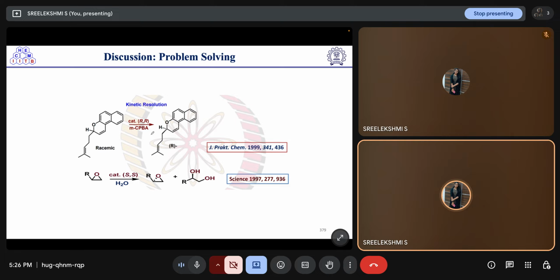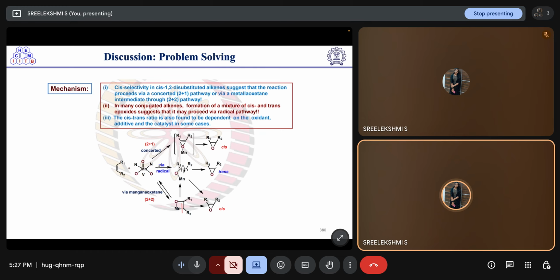Then this type of compound can also be used for kinetic resolution. So here we are taking the racemic one, and only one particular compound is converted into the epoxide and the other remains as such. So here also, if we are using the SS catalyst, only one will be getting converted into the diol by epoxide opening, the other epoxide is remaining intact, and so we can use it for kinetic resolution as well.